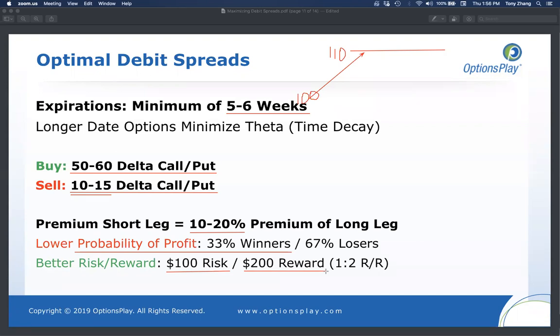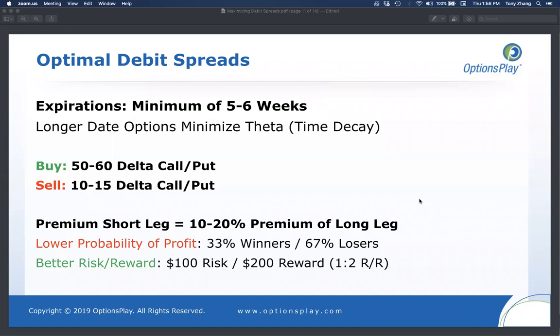There are plenty of other strategies that you can trade that have very high probability of profit, but you're risking $300 just to make $100. Those are not the types of risk reward that I love taking every single day. I like taking risks where I risk a small amount, and if I'm right, I make a larger amount of money. That's why I prefer trading debit spreads. Now, I just want to make sure everyone understands this before I move on, why you want to pick these types of expiration dates and strike prices.